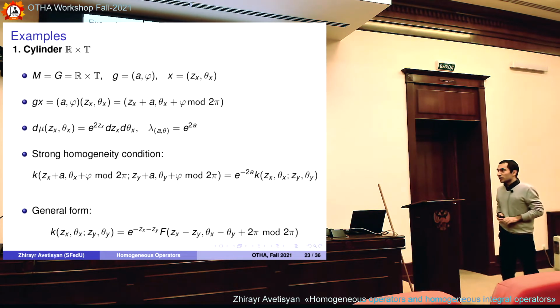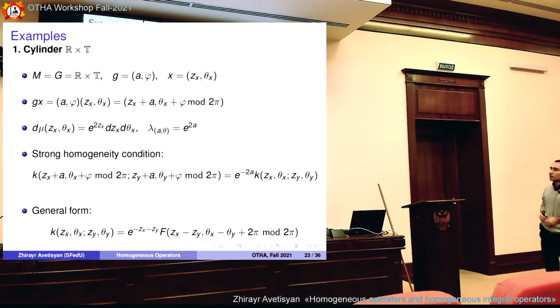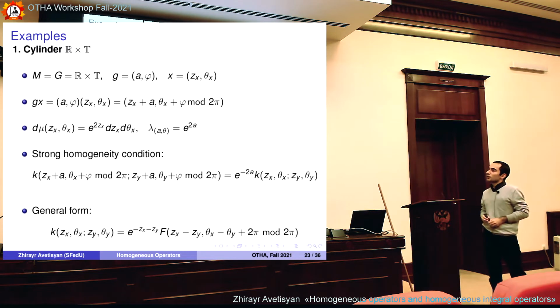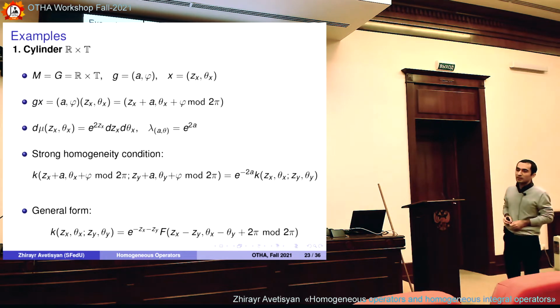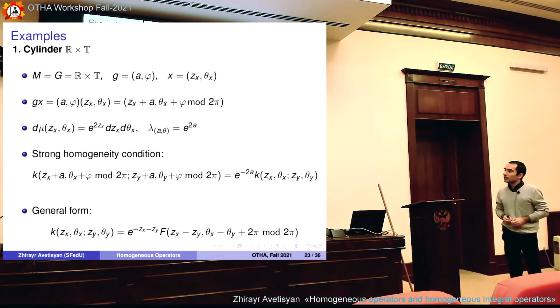Now, in this language, the strong homogeneity condition is written over there. I won't read it off, it's a little bit too long. More importantly, the general form, according to our theorem, the general form of the strongly homogeneous kernel is given over here, where f is an arbitrary function of two variables, right? So, well, this is probably not new.